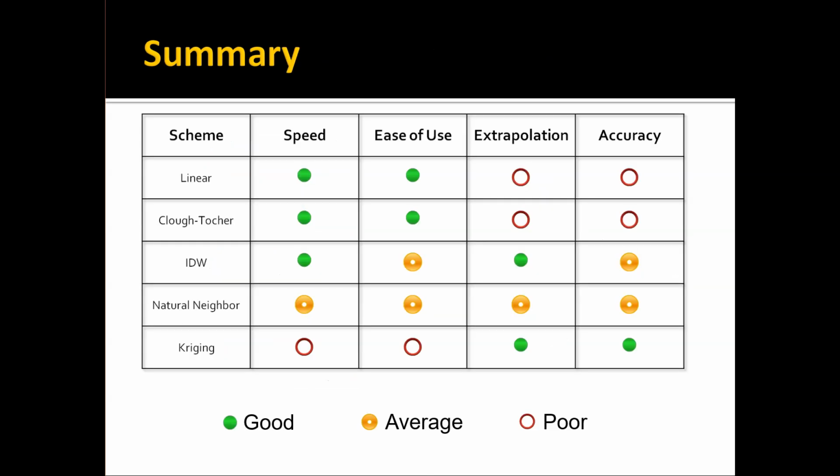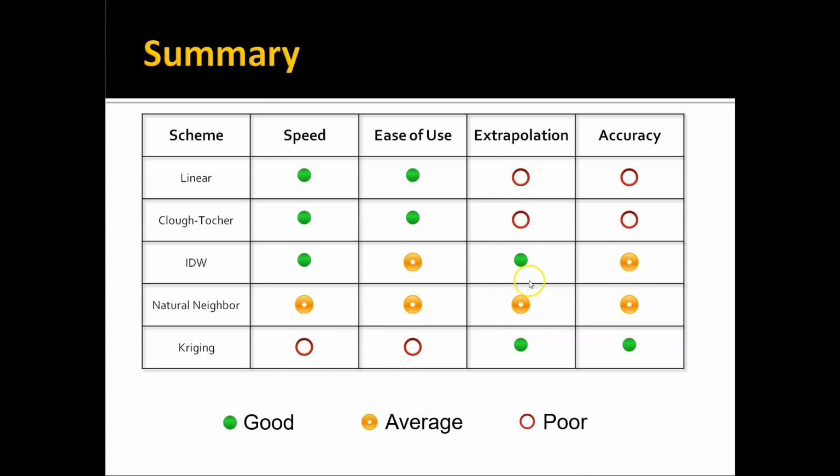So I made this little table that helps you look at some of the features of each of these techniques. I didn't include a graphic of the Clough-Tocher results. They look kind of similar to linear. It uses the same triangulation method, but instead of doing a linear interpolation, it uses a little bit of blending. So those two are fairly similar.